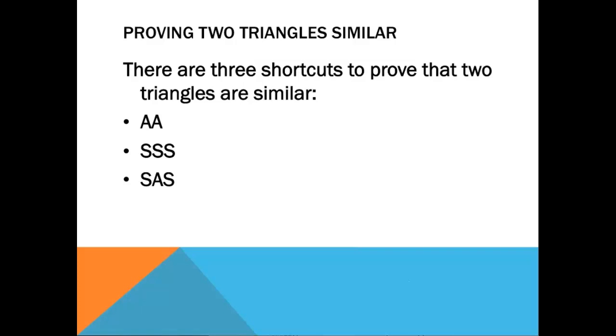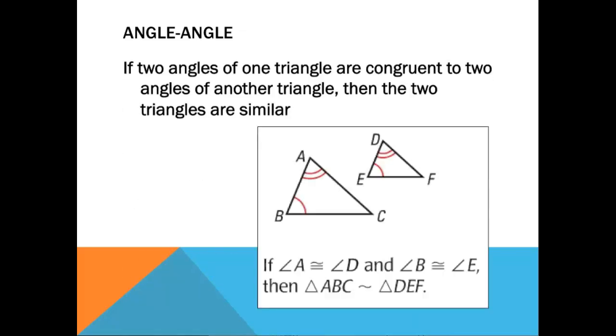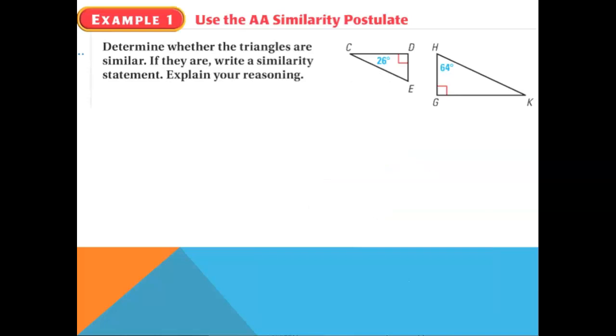So let's start with angle-angle. This says if 2 angles of one triangle are congruent to 2 angles of another triangle, then the 2 triangles are similar. So here's an example. We have triangle ABC and triangle DEF. And in this case, we know that angle A is congruent to angle D, and angle B is congruent to angle E. If we know those 2 pieces of information, we can say that triangle ABC is similar to triangle DEF.